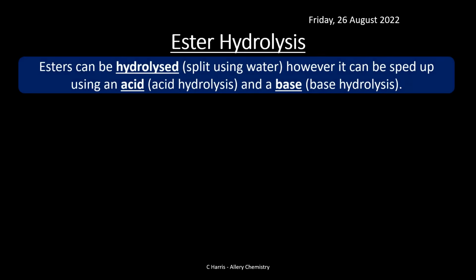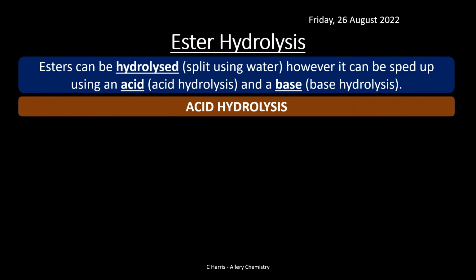Okay, ester hydrolysis. So esters can be hydrolysed. Okay, so this means split using water. So hydrolysis, hydro meaning water, lysis meaning to break or to split. However, it can be sped up using an acid. So we call that acid hydrolysis instead, or base hydrolysis. So this is where we effectively break an ester apart to form its components.